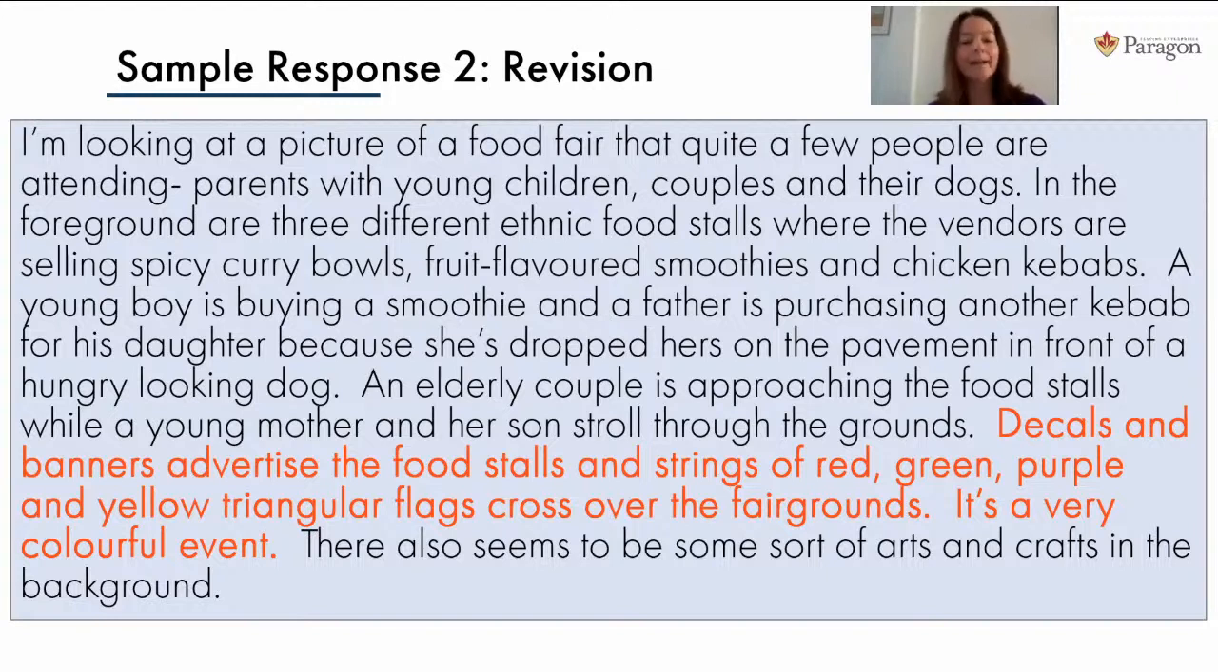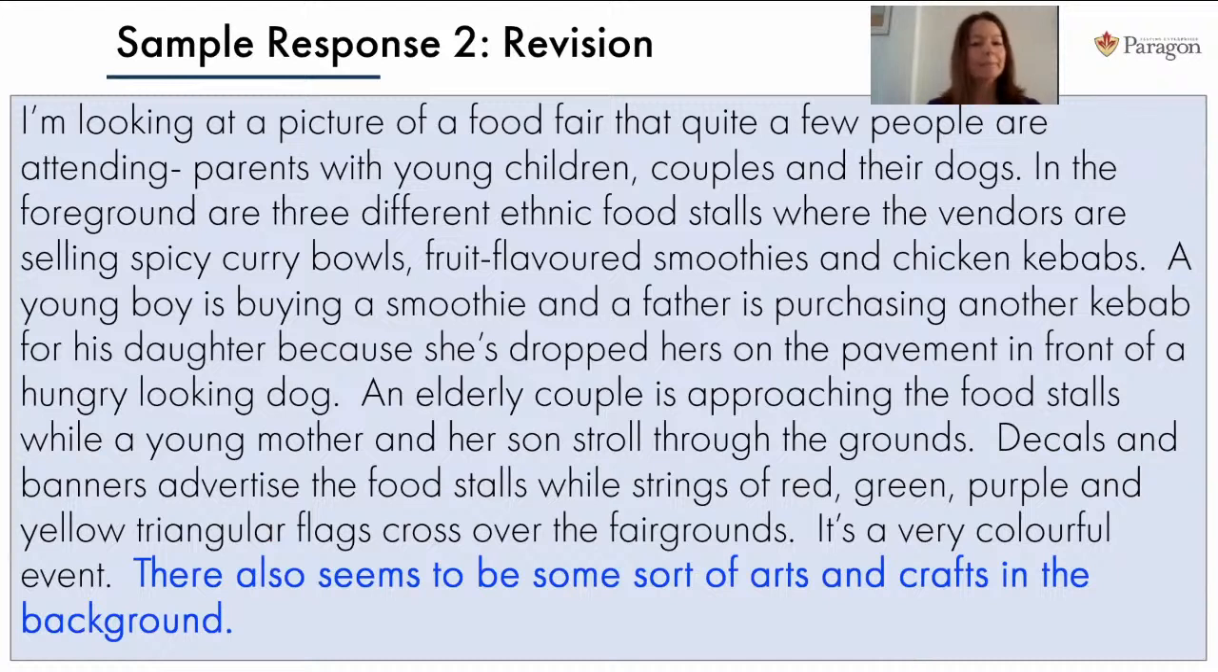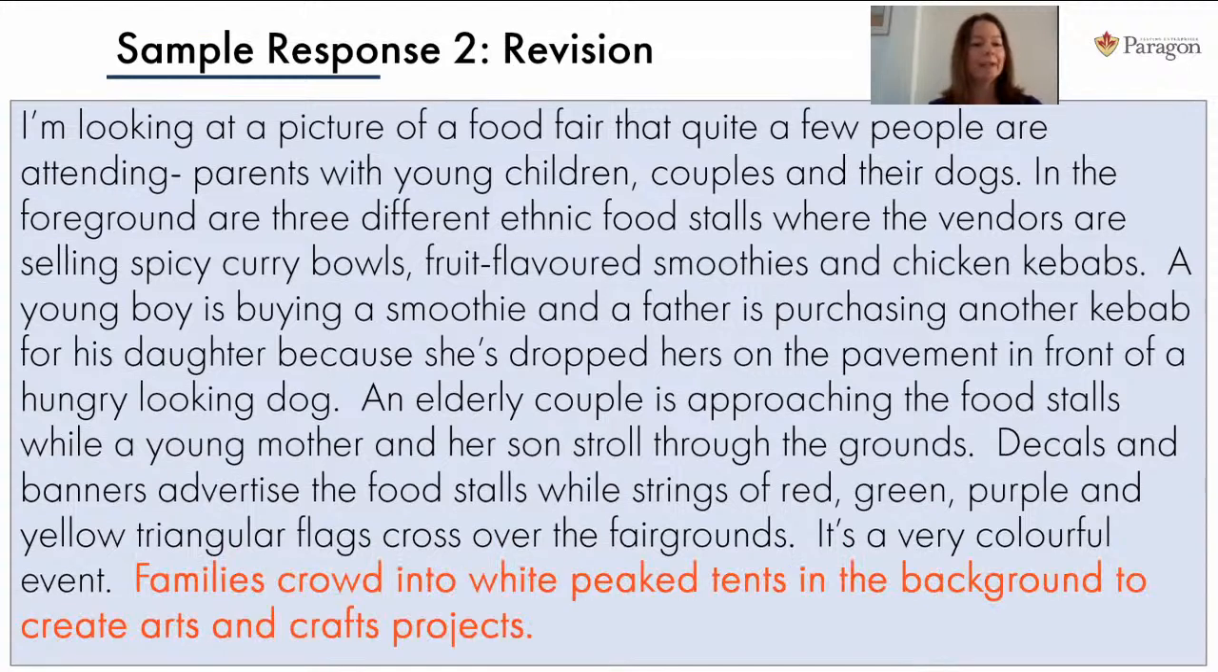Now let's add back our phrase. It's a very colorful event. That seems to go better there, right, than it did earlier? So we're almost finished. Our speaker's last sentence talks about that arts and crafts project. He starts with there also, and he gets some sort of arts and crafts. It's very vague. It's not a strong conclusion. So I would like to rewrite this sentence, and I'm going to start with a subject, like a person, and get in a nice strong action verb. So let's say families crowd into white peak tents in the background to create arts and crafts projects.